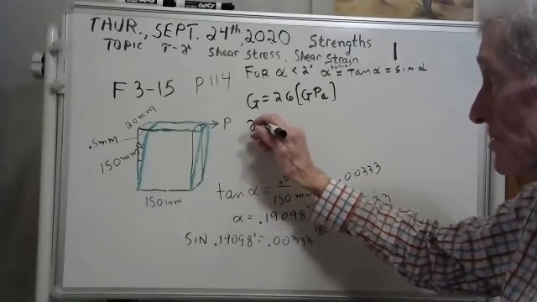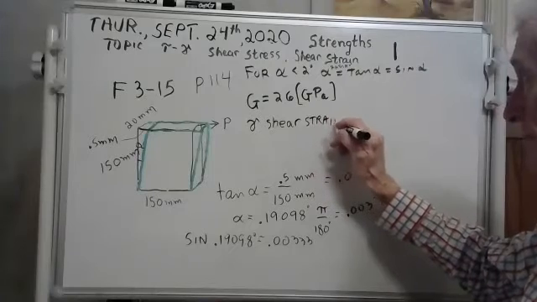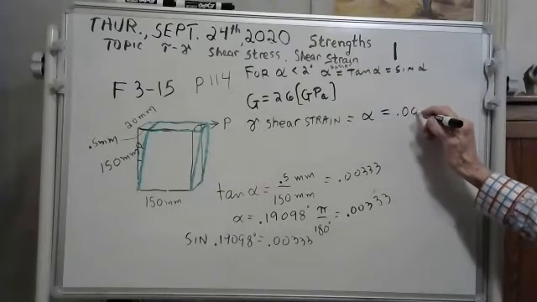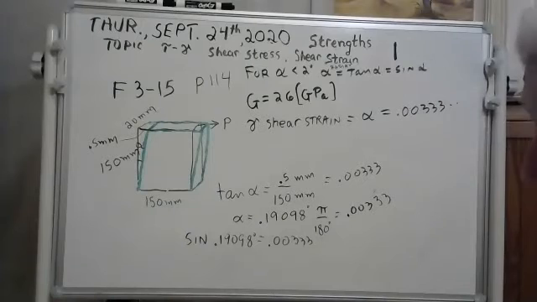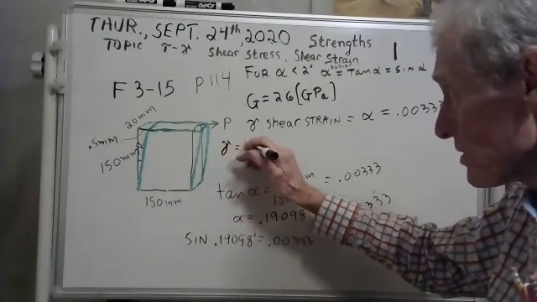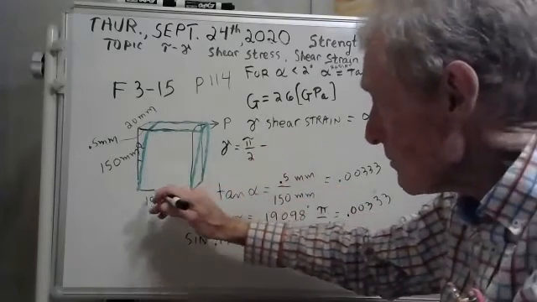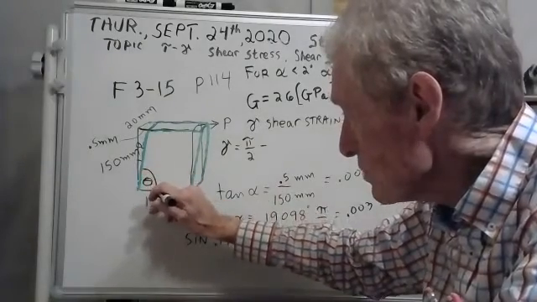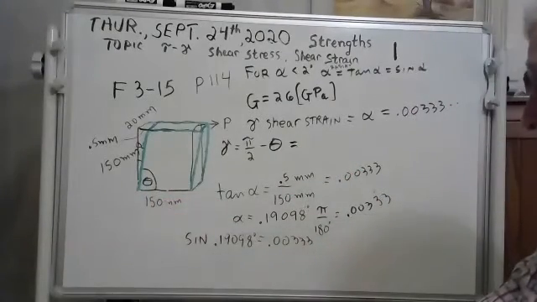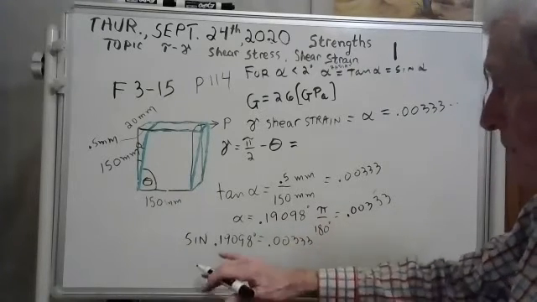Now the shear strain, this is our symbol for shear strain, right? It's a Greek letter gamma. It's equal to that angle alpha. It's equal to 0.00, a whole bunch of threes. But now the way the book says to define shear strain, and let's do it the way the book says to show you it comes out the same. They say take pi over 2 minus, I think they used a theta, where theta is this big angle here. Okay, let's try that. Now, what is that big angle? Wouldn't it be 90 minus this?